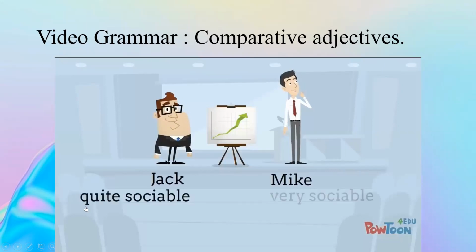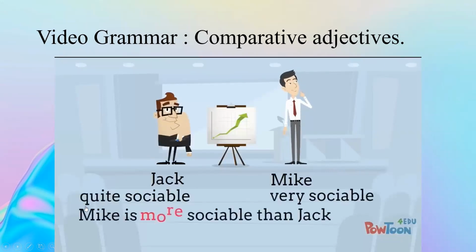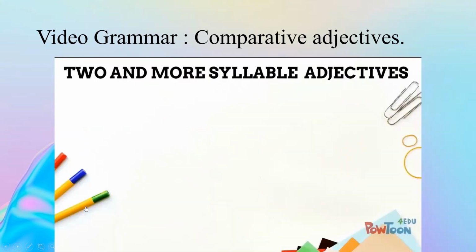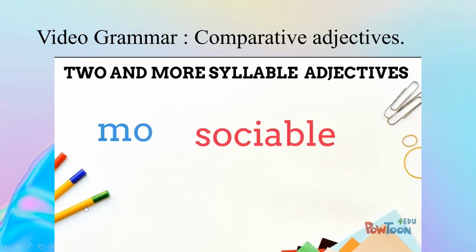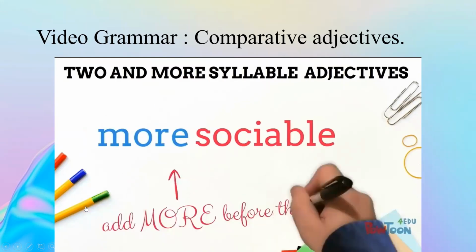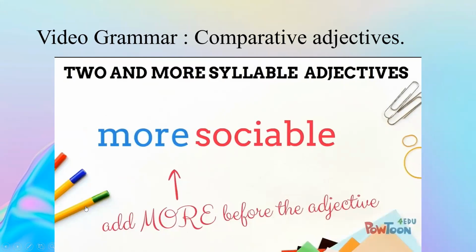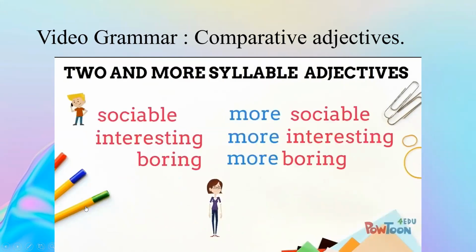Jack is quite sociable. Mike is very sociable. So Mike is more sociable than Jack. If it's a two or more syllable adjective, we need to add the word more before the adjective. Sociable, more sociable. Repeat after me. More sociable, more interesting, more boring. The opposite of the word more is less. Less sociable, less interesting, less boring.